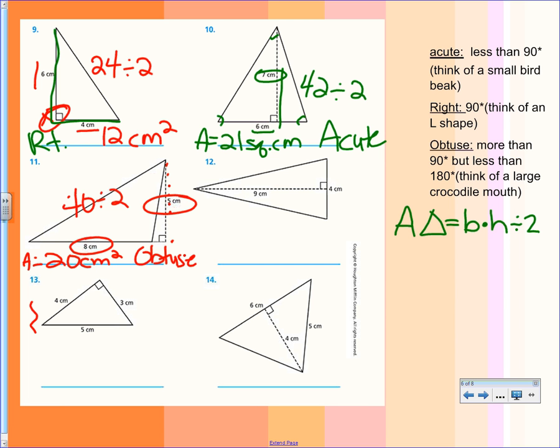So we've seen the 3 different angles. Now what I'm going to do, I'm going to ask that you pause and finish 12, 13, and 14. Restart the video and I'm going to have the answers written up for you.